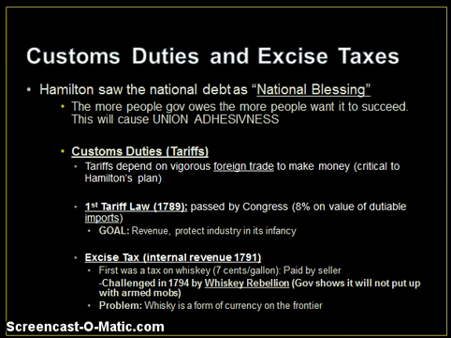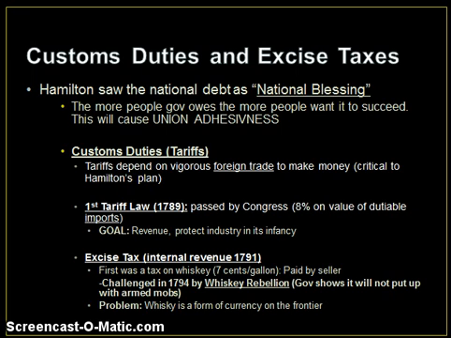So we need to increase our industry, increase our manufacturing. And a good way to do that is to implement a tariff law, which he does. He gets Congress to pass it in 1789. It's an 8% tax on the value of dutiable imports. That's going to bring in revenue, but it's also going to protect our industry and let it grow from its infancy, because other countries aren't going to want to trade with us as much if they have to pay this 8% tax, which was high at the time.